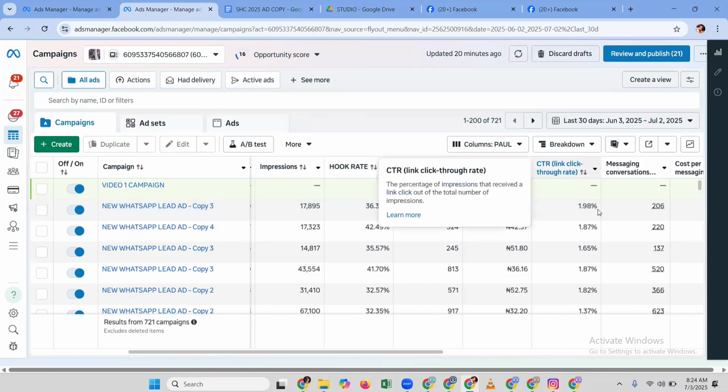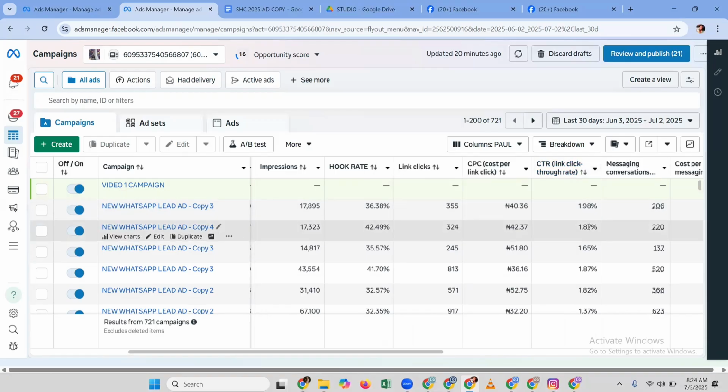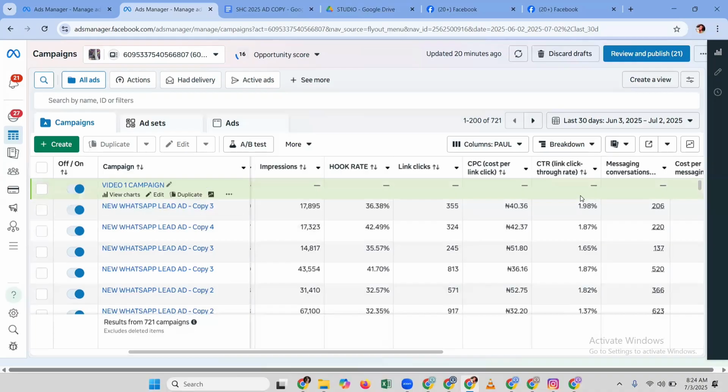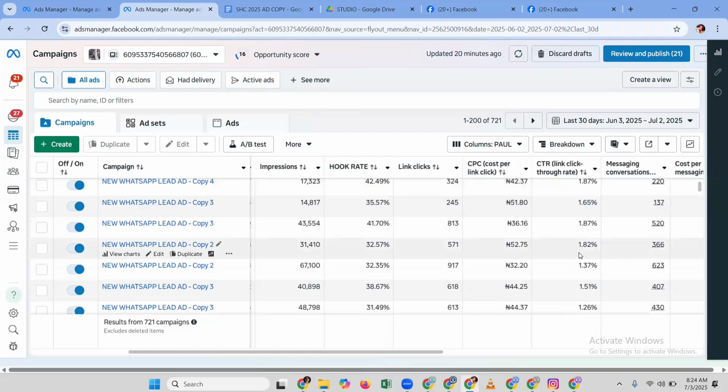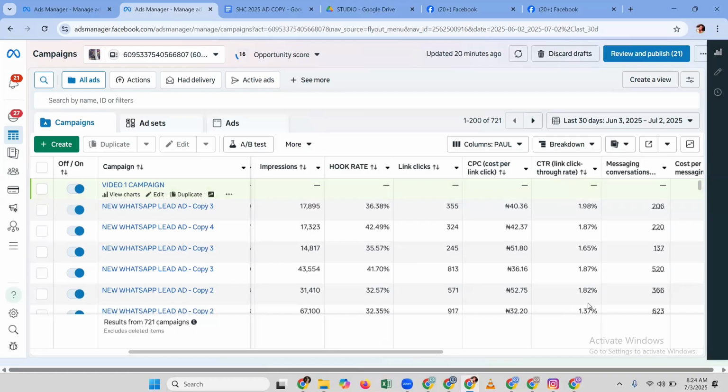All right. So the next one is click through rates. I've told you, if your click through rate is below 1%, I don't think this advert is doing well. Let me just turn it off. So you can see here, I'm almost getting 2% click through rates, because every one of it is more than 1%. And when I started this advert, I was getting up to 4% click through rate.